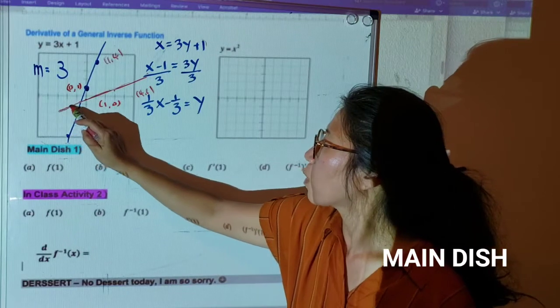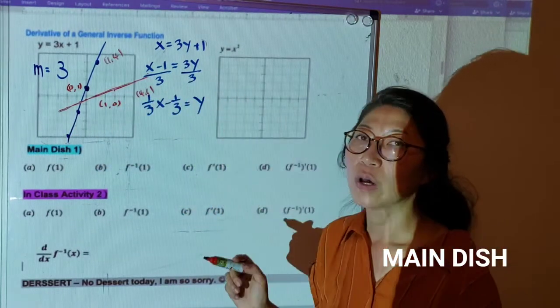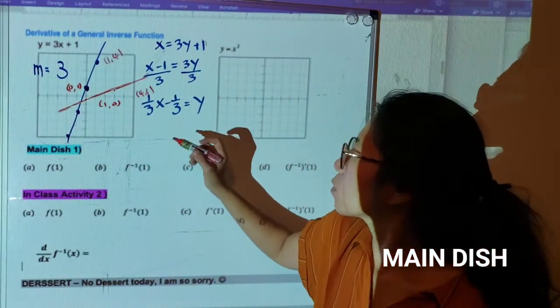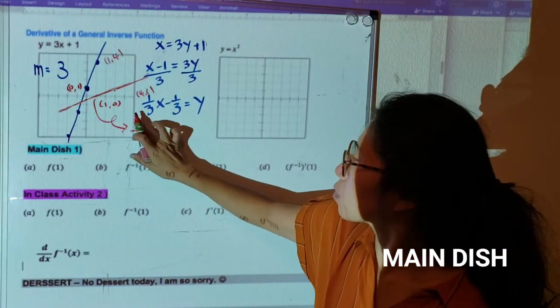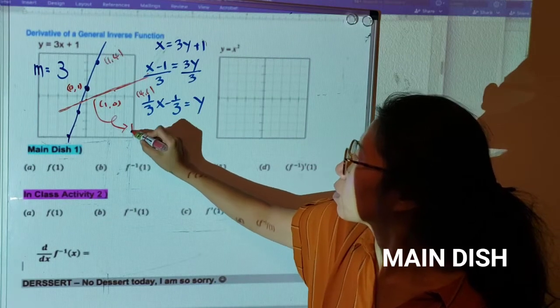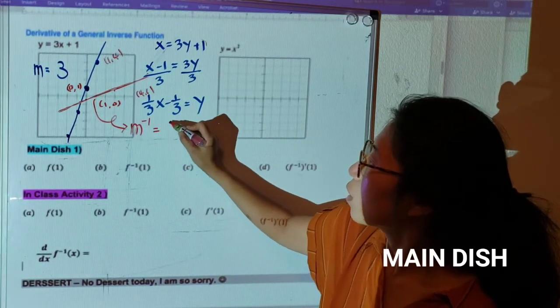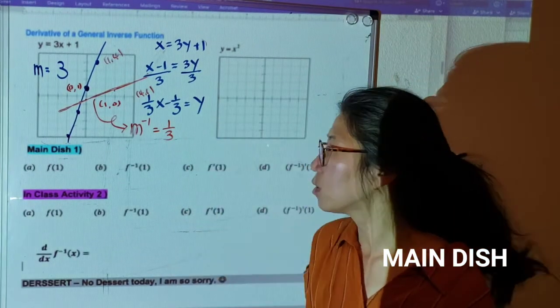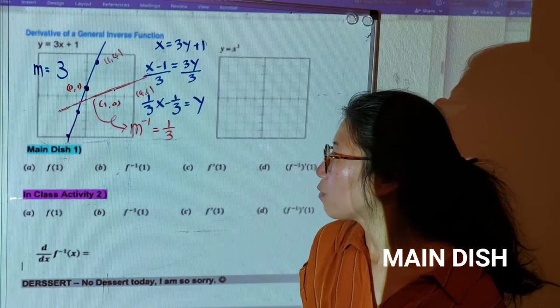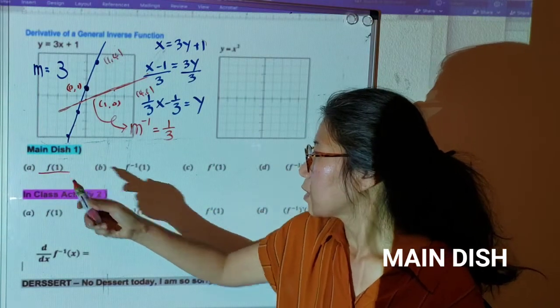So now I have my red color, which is my inverse. What is the slope? Do you see that the slope of this will be not the perpendicular slope? The slope of the inverse is 1/3. So do you see that? It's just the reciprocal. So let's talk about it with the given example here.